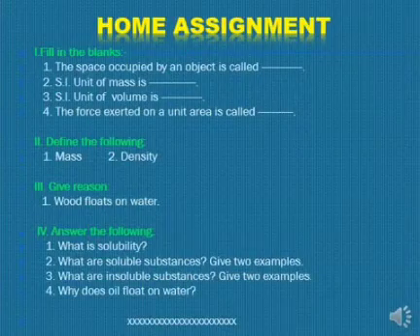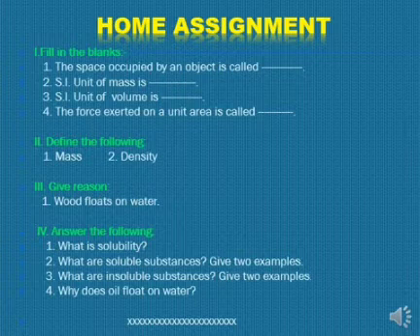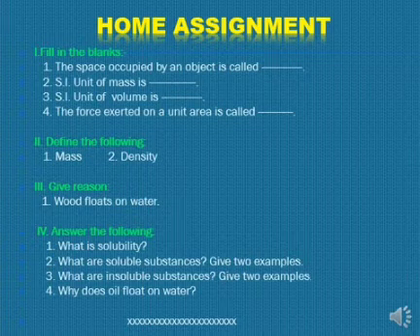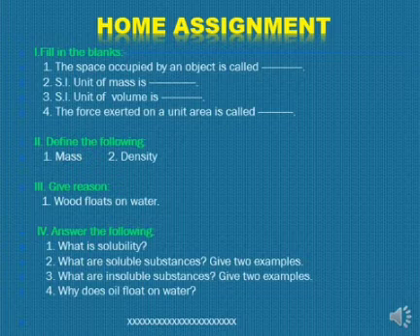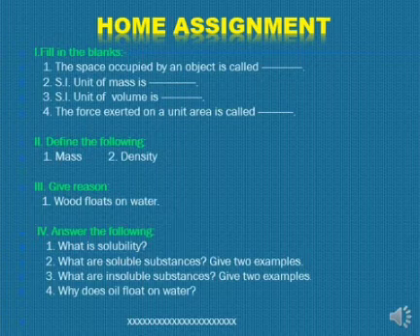Here is an assignment for you children. First main, fill in the blanks. First one, the space occupied by an object is called dash. Second one, SI unit, that means Standard International Unit. SI unit of mass is dash. Third one, SI unit of volume is dash. Fourth one, the force exerted on a unit area is called dash.